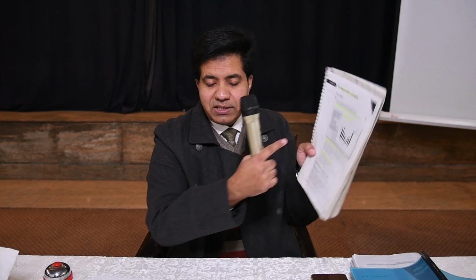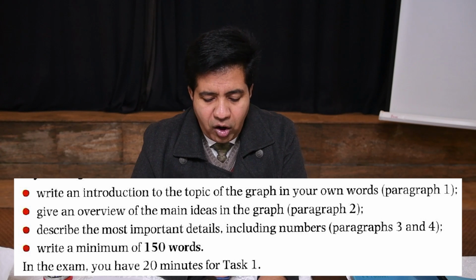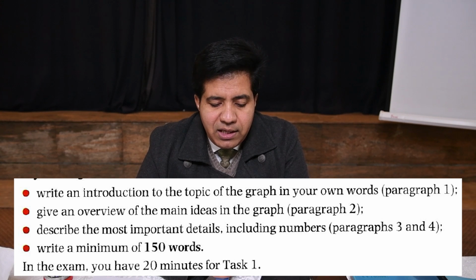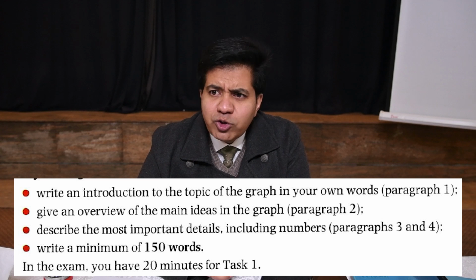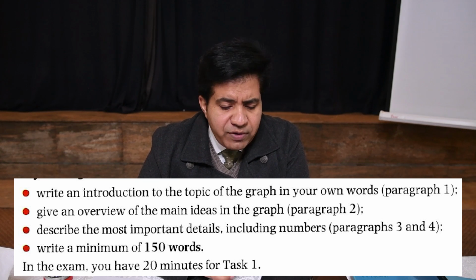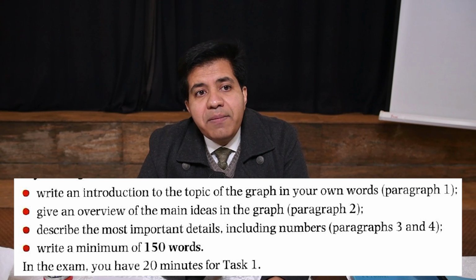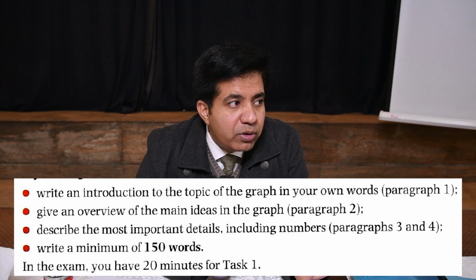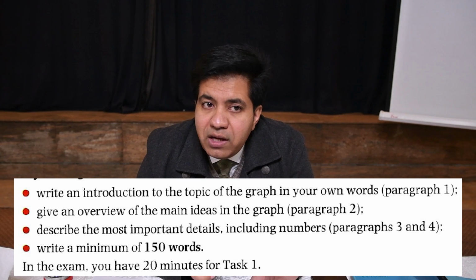Okay, so please come over here. We have the bullet points. This is what I already explained. Write an introduction to the topic of the graph in your own words. Second bullet point. Give an overview of the main ideas in the graph. We are going to go through it, by the way. A detailed report we are going to study. Then describe the most important details, including numbers, paragraph 3 and 4. And remember, when you write overview, there is no conclusion of the report. There is no need for any conclusion when you write overview of the report.